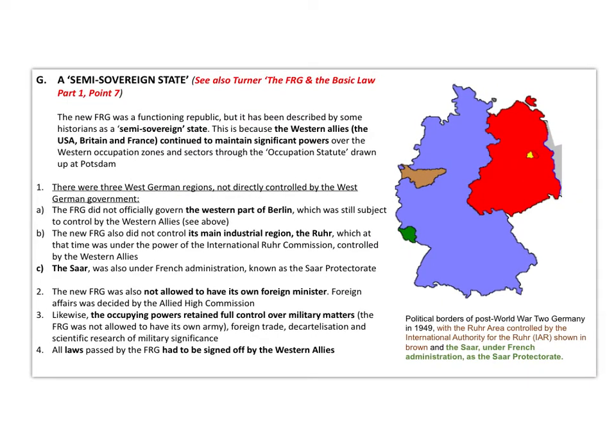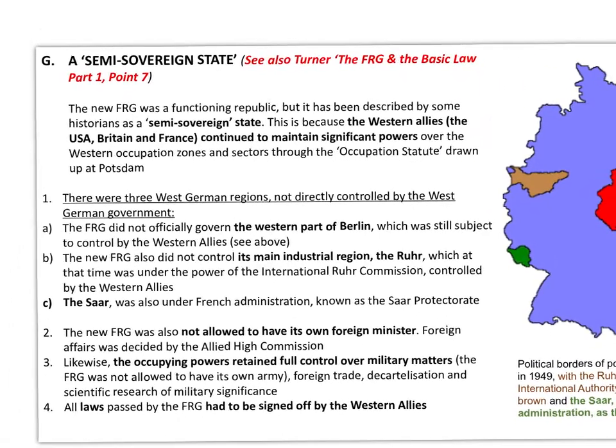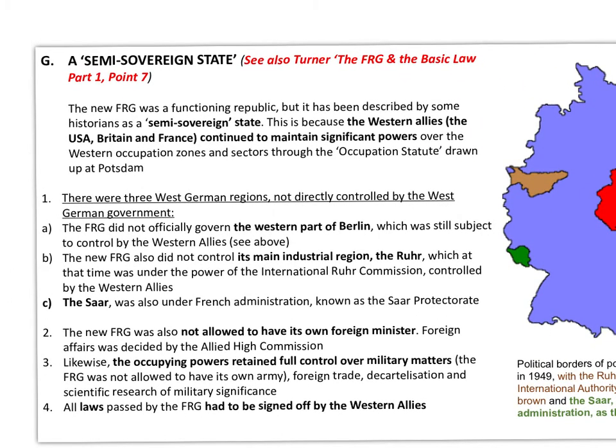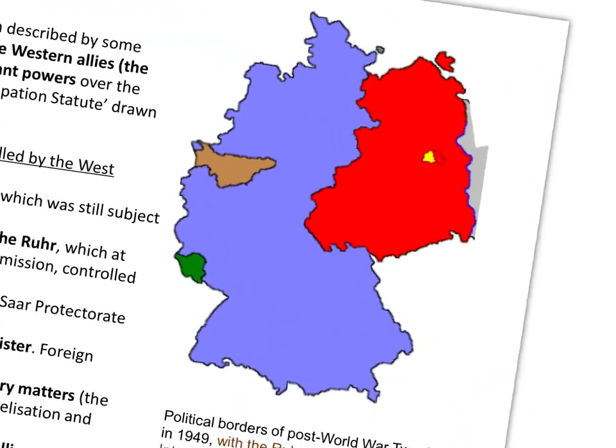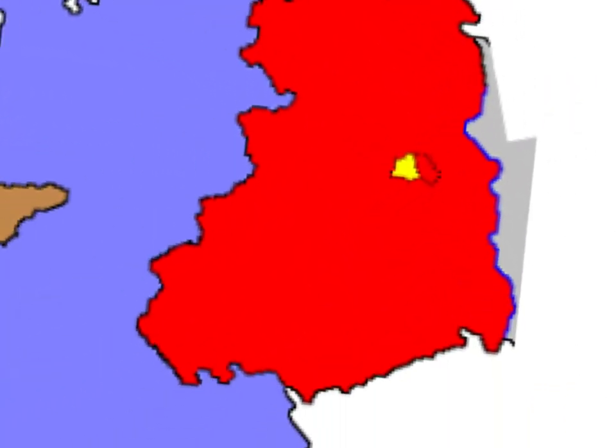So the new FRG, remember FRG is just the word for West Germany, the Federal Republic of Germany, was a functioning republic. It's a country in its own right with an appointed president who's the head of state and a chancellor, the head of government. But it has been described by some historians as a semi-sovereign state. This is because the Western Allies continued to maintain significant powers over the Western occupation zones and sectors through the occupation statute drawn up at Potsdam. Do you remember what we talked about yesterday? We talked about West Berlin. There we are, the yellow bit.